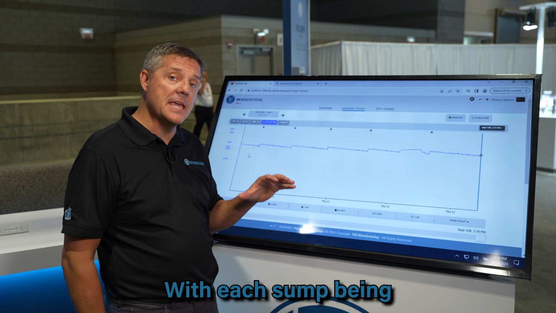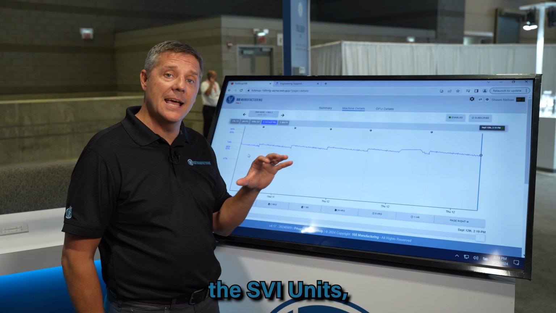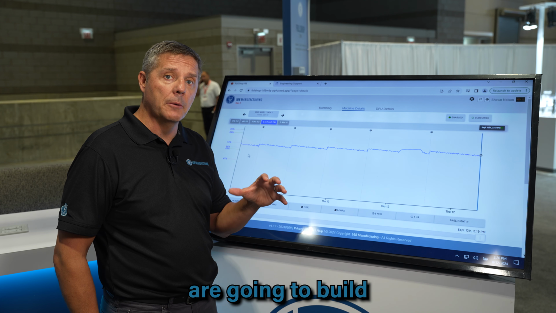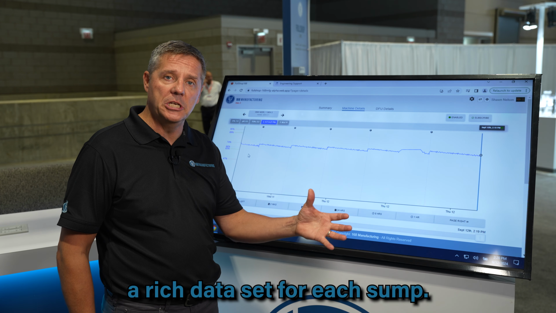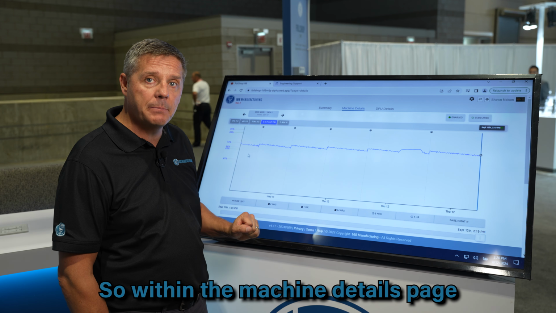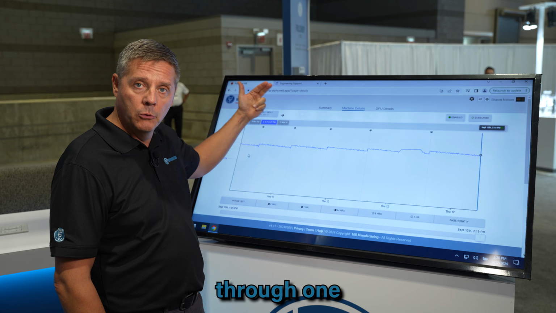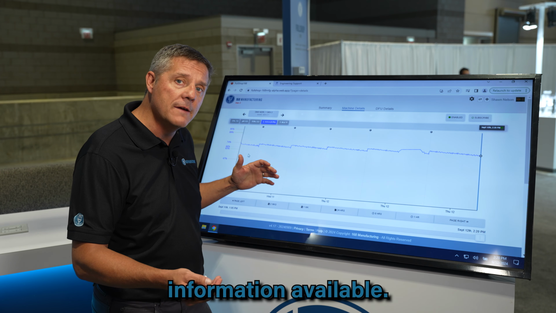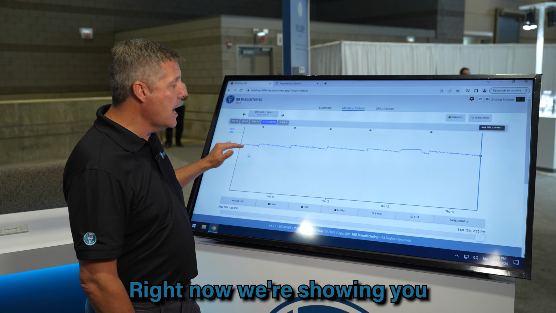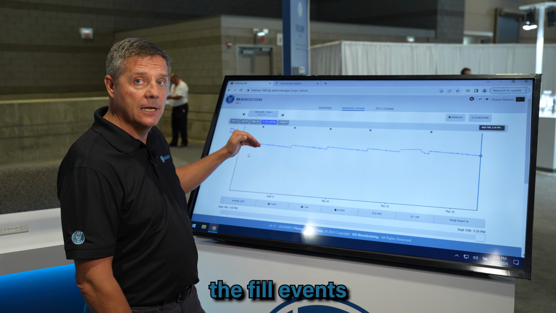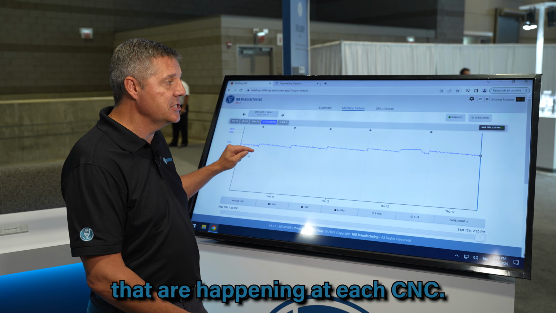Each sump being individually monitored, the SVI units, the sensor valve interface units, are going to build a rich data set for each sump. So within the machine details page, which you can scroll through one machine at a time, you're gonna see some kind of core information available. Right now, we're showing you the level trends, the fill events that are happening at each CNC.